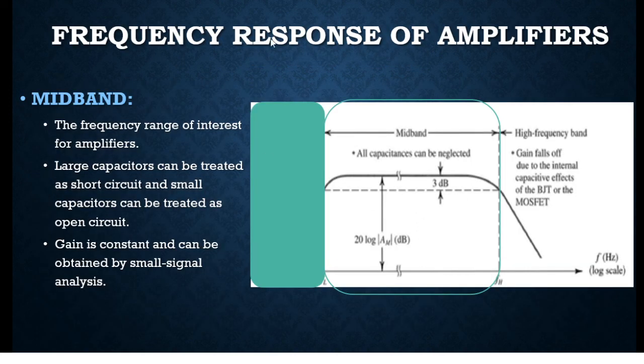So the mid band region. This is going to be the frequency range of interest for amplifiers. In this region, the large capacitors can be treated as short circuits and small capacitors can be treated as open circuits. The gain is constant and can be obtained by small signal analysis. So in the mid-band region, you could see a straight line, that is, the gain is almost constant over here, and all the capacitance can be neglected.